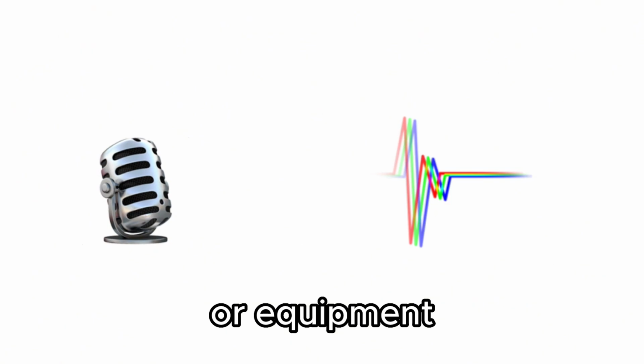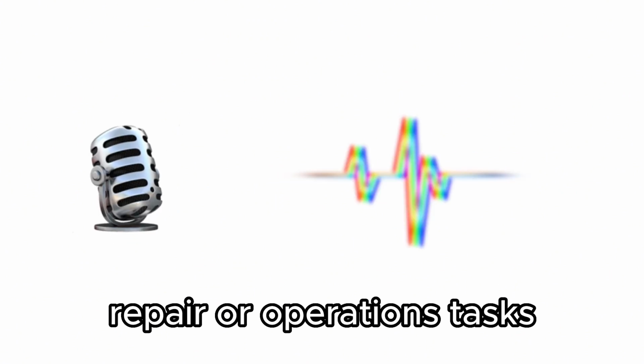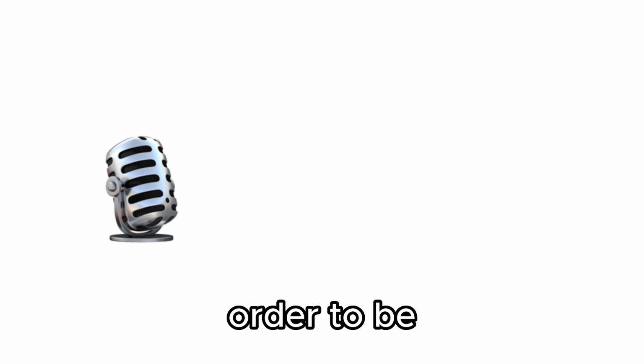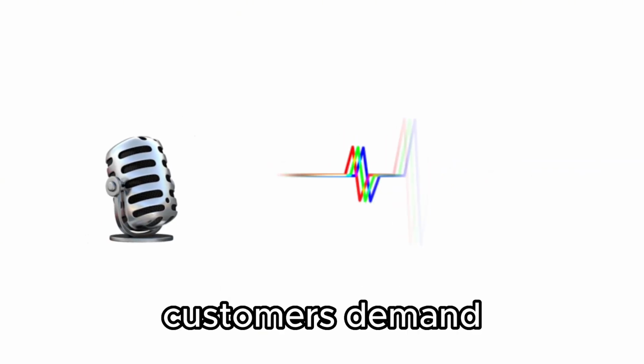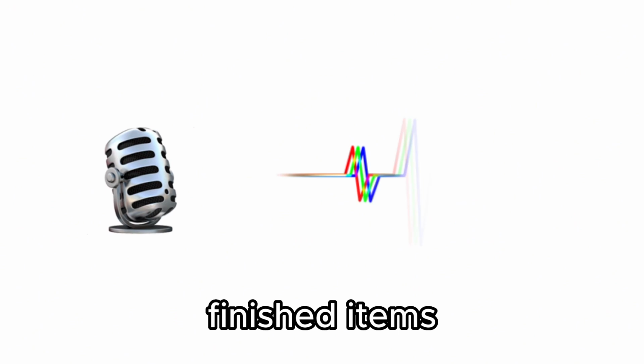Then we have parts or equipment. These are stored in readiness for utilization in maintenance, repair, or operations tasks. Then we have finished items. These are kept in stock in order to be able to satisfy customers' demand when they arise. So inventory includes raw materials, work in progress items, parts or equipment, and finished items.